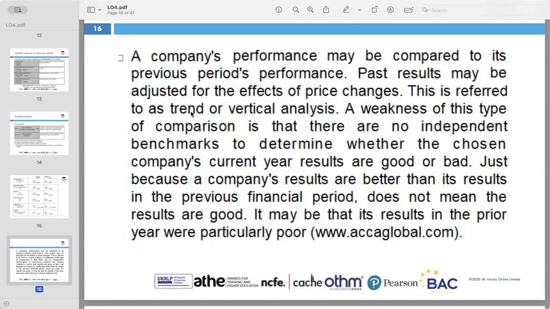So basically here he's discussing trend or vertical analysis. Trend or vertical analysis compares a company's current financial performance to its historical performance, by adjusting past results for price changes and analyzing trends over time. This method helps identify patterns and assess performance relative to previous periods. A limitation of this analysis is the lack of independent benchmarks, making it challenging to determine whether the company's current results are favorable or unfavorable.